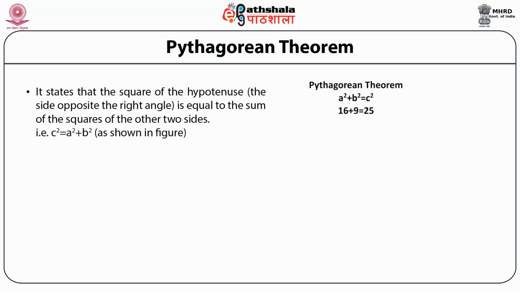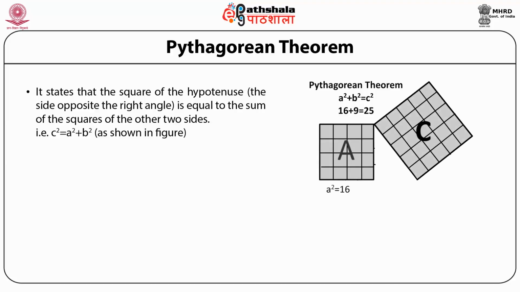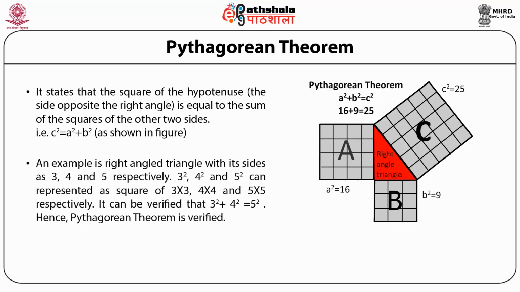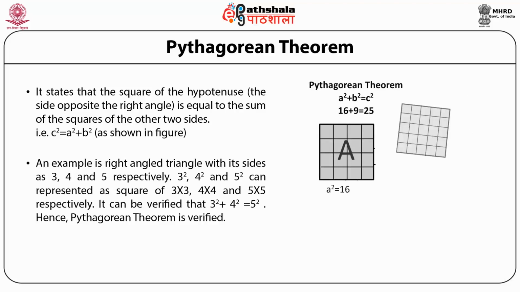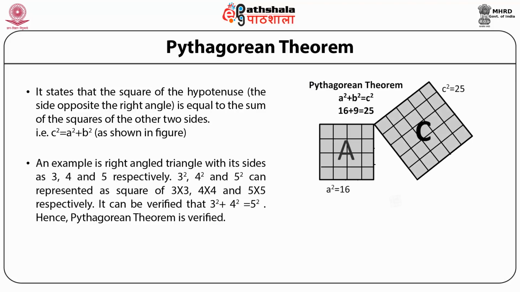Pythagorean theorem. It states that the square of the hypotenuse, that is the side opposite to the right angle, is equal to the sum of squares of the other two sides. So let us see an example where we can assume a triangle with two sides 3 and 4. To form a right angle, the third side has to be 5.